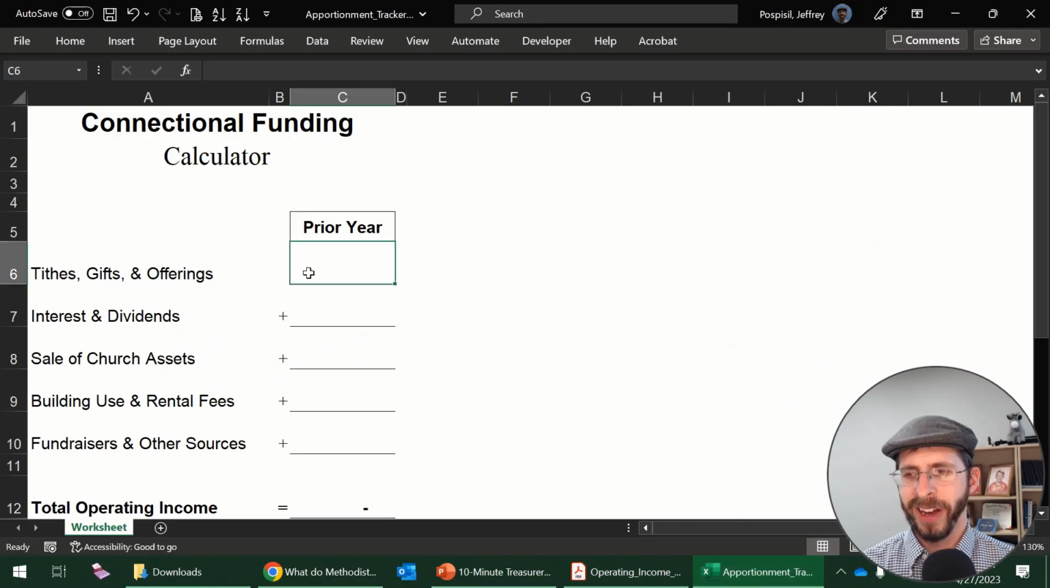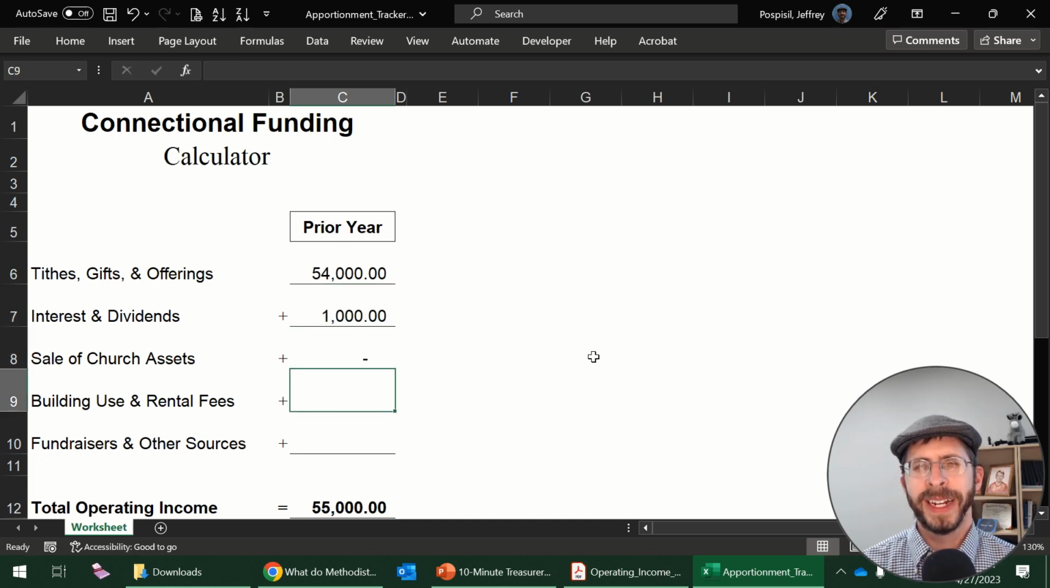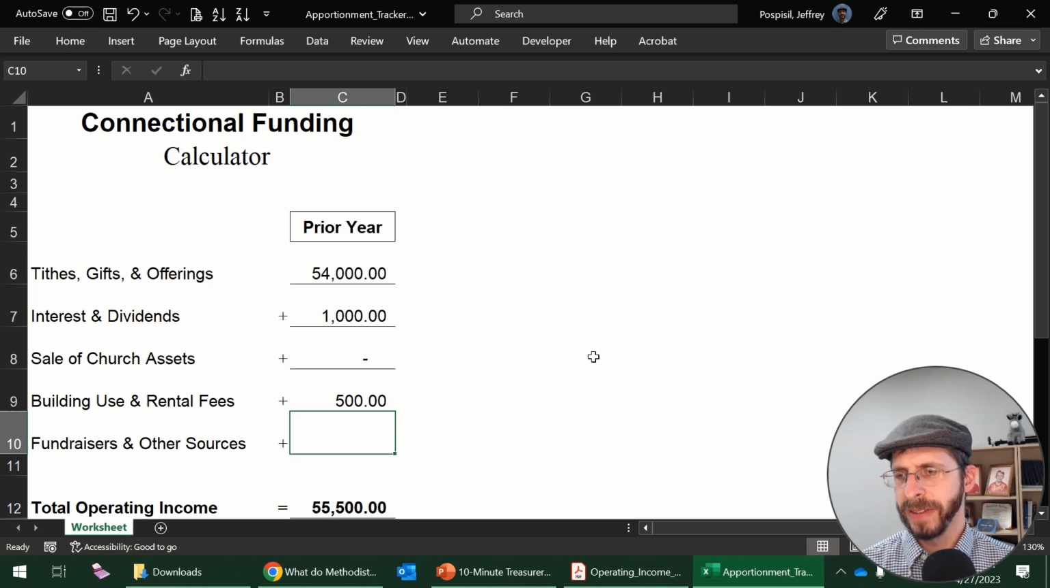I'm going to show you my calculator right now, and I'm just going to make up fake numbers. So my undesignated tithes, gifts, and offerings, let's say it was $54,000. I would include that there. And then if I had undesignated interest and dividends, so this is the money that I actually received, $1,000. Also, if you had gains on investments where it's used for the operating budget, I would include that too.